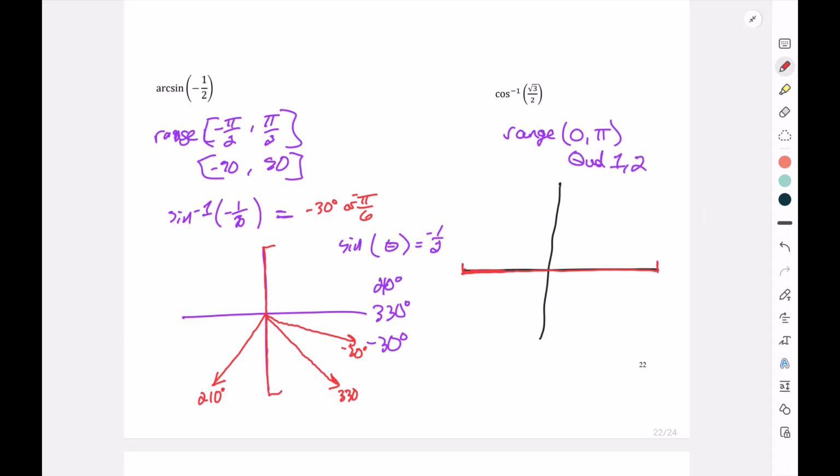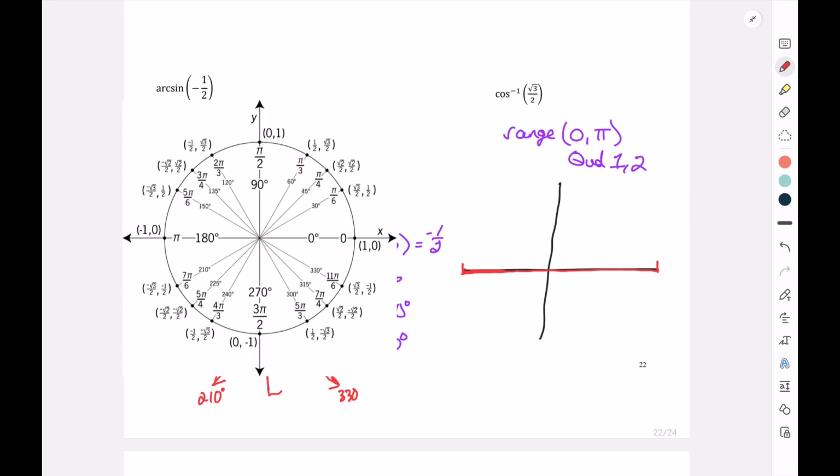And so if we look at our unit circle, we want to find places where our x value equals square root 3 over 2. So for example, if we look at cosine of what angle will equal square root 3 over 2, we can look at 30 degrees, and we can also look at 330 degrees.